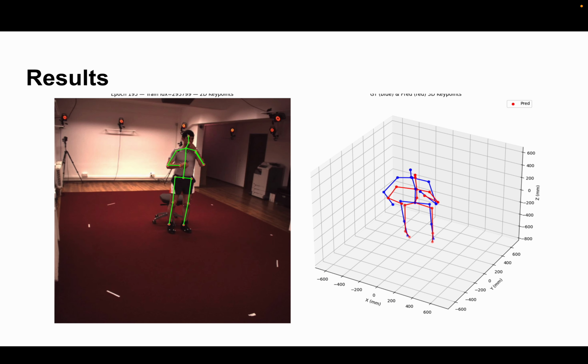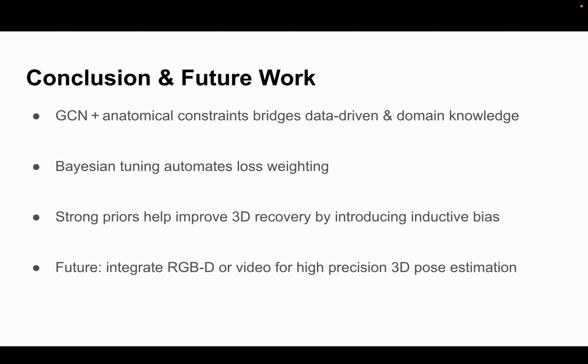And here's the result. On the left, it's a 2D human pose detection yielded from the pose detector. And on the right, the blue points are the ground truth points, and the red ones are our prediction. You can see that they are already pretty close, given that we only have 2D data, and we want to infer the 3-dimensional data.